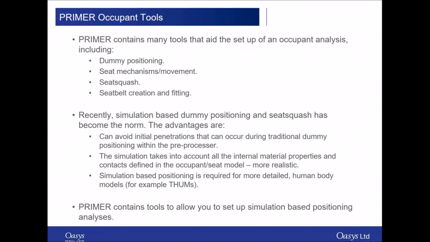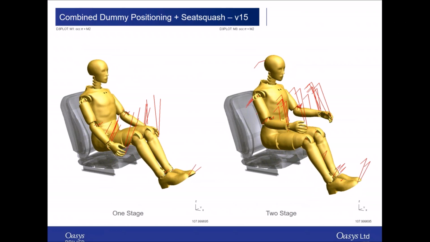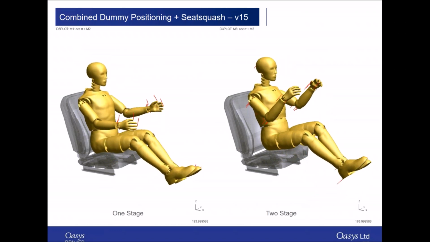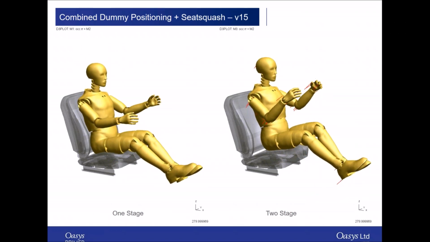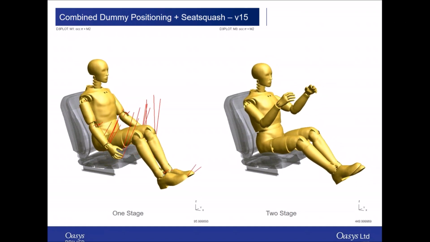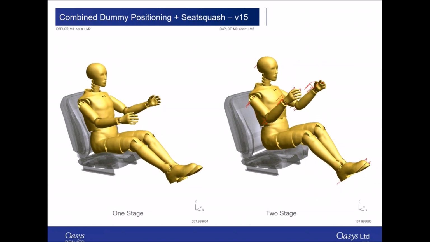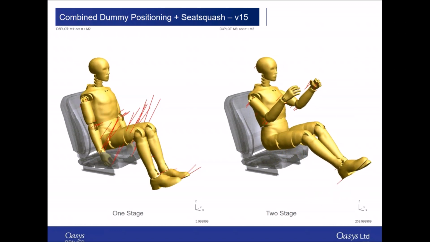And Primer contains tools that allow you to set up simulation-based positioning analyses. So this is what we had in version 15. There's two analyses being set up here. On the left-hand side, now there might be a slight lag over the internet, so I apologize for that, but these are two animations from an LS-DYNA analysis.